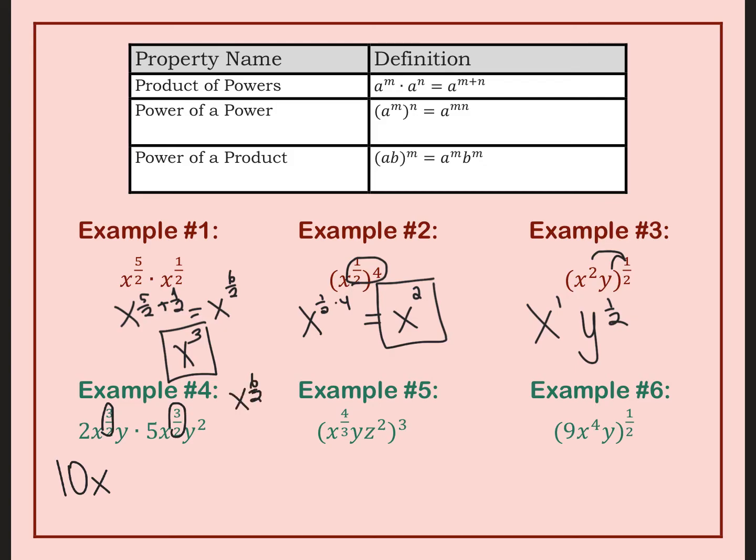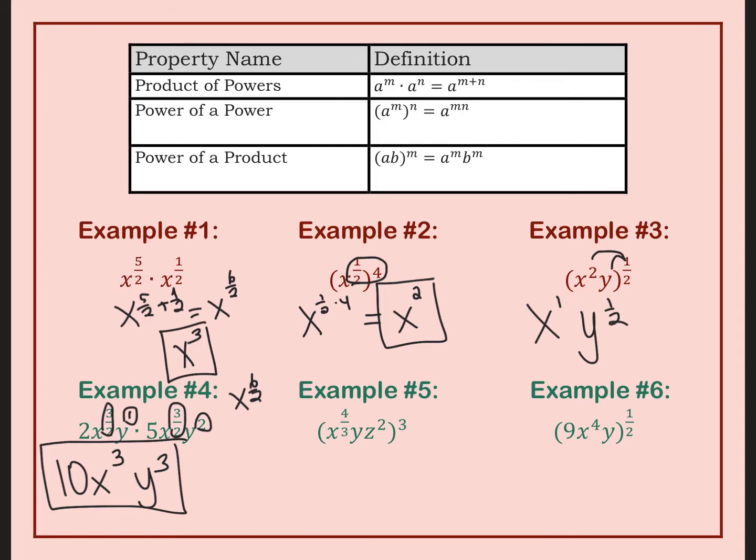Okay? And what is 6/2 reduced to? I would actually show my work here and use another line, but I don't have room. That's going to end up being x cubed because 6 divided by 2 is 3. Now the y's, we're going to add our exponents. Don't forget that if you don't see an exponent, it's a 1. So you're left with y to the 3rd power.